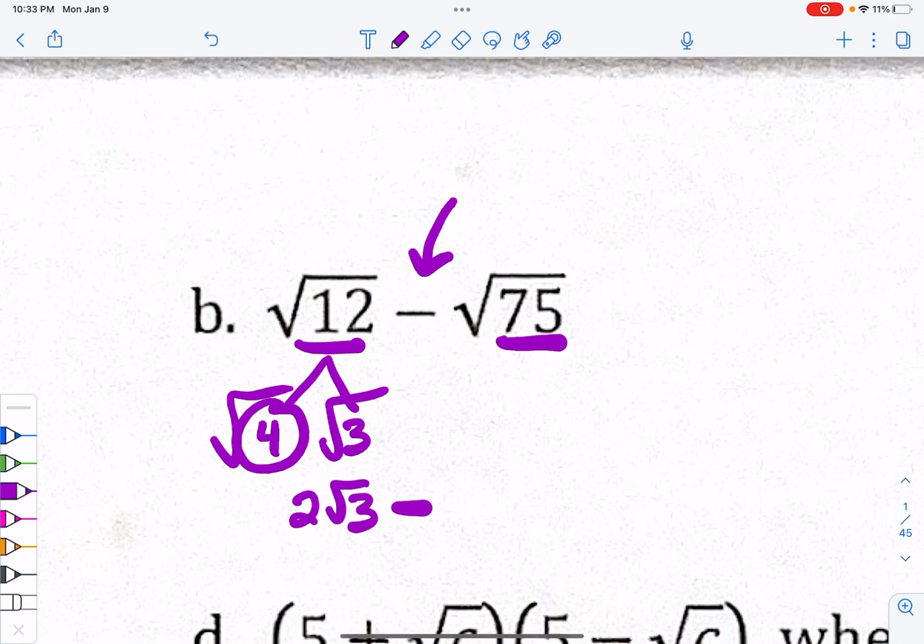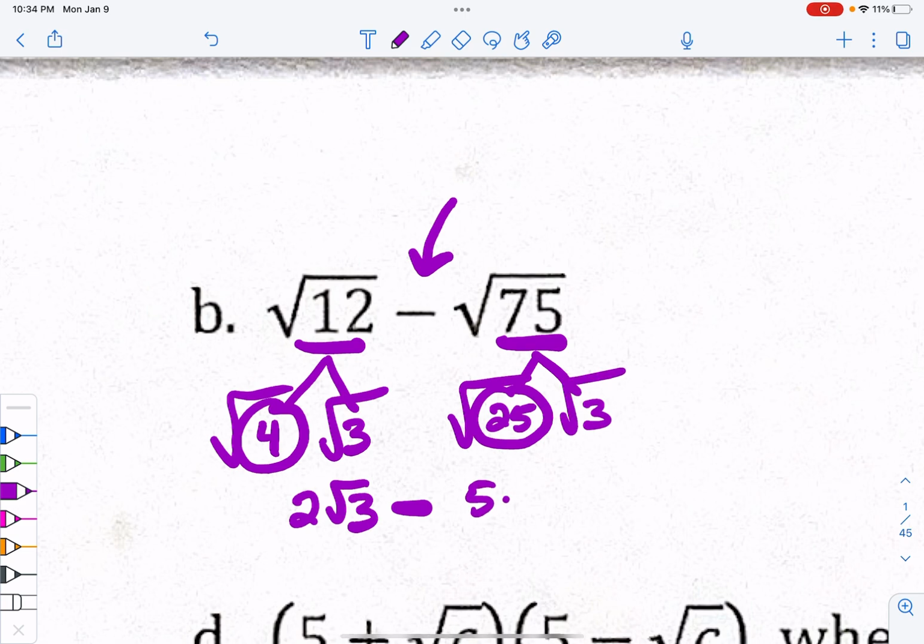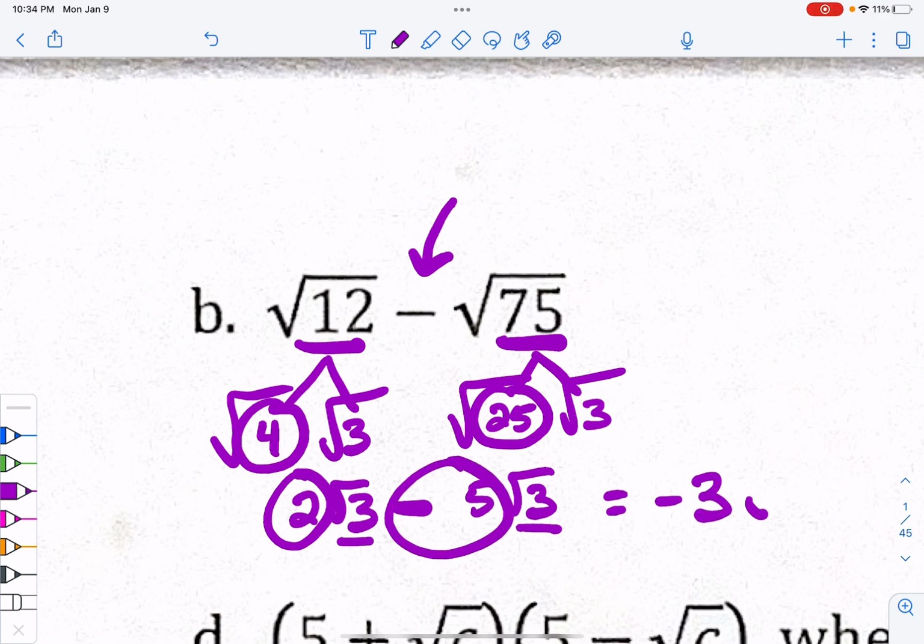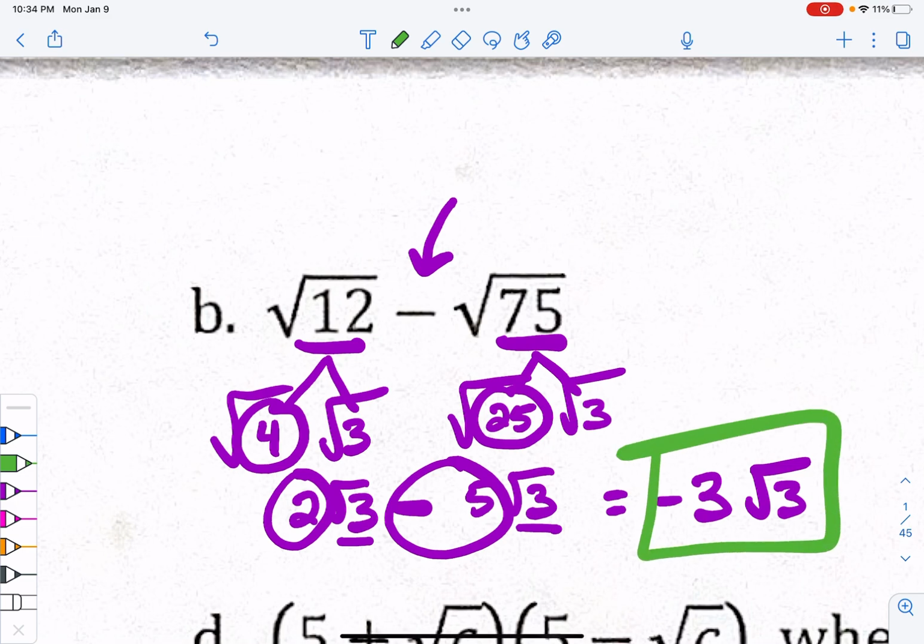Then we are subtracting. Let's break down 75. I know 25 goes in there 3 times, so the square root of 25 is 5, and the square root of 3 just stays, the square root of 3. Now, they're both square roots of 3, so 2 square roots of 3 minus 5 square roots of 3, all you do is the 2 minus 5, and that will be negative 3, and the square root of 3 just stays on the end. This would be kind of like saying 2x minus 5x, right, is negative 3x, okay? The bases on the back just stay the same, right? So negative 3 square roots of 3, that's what we get for an answer, okay?